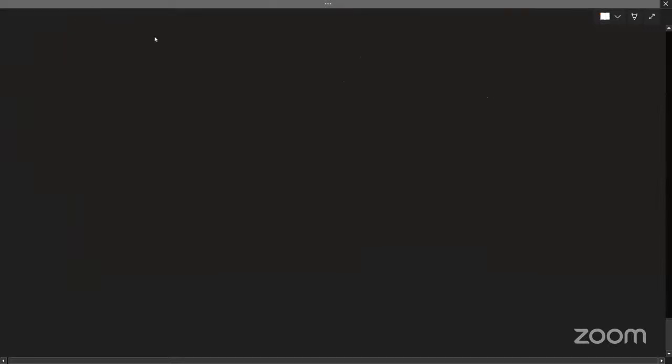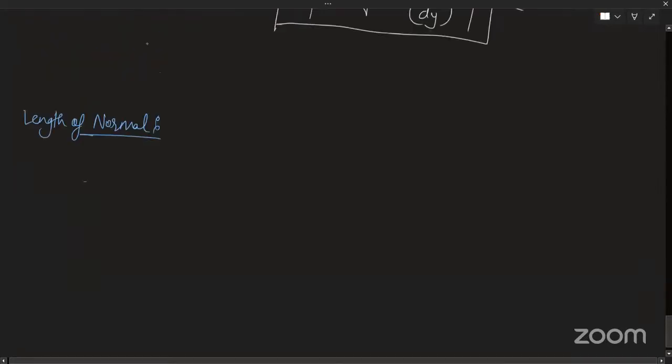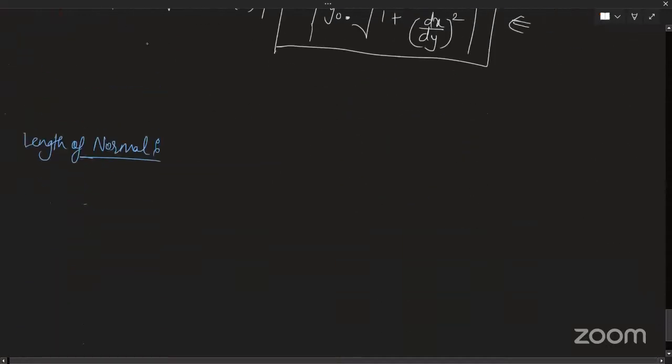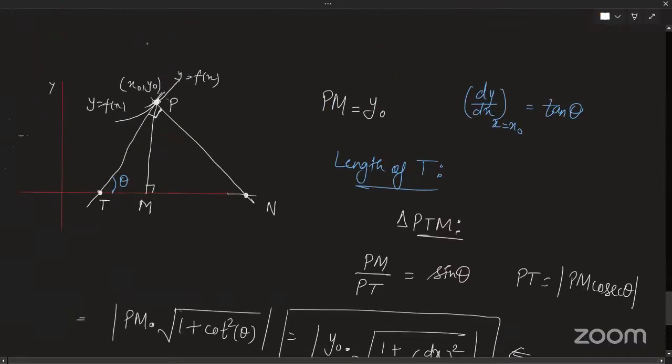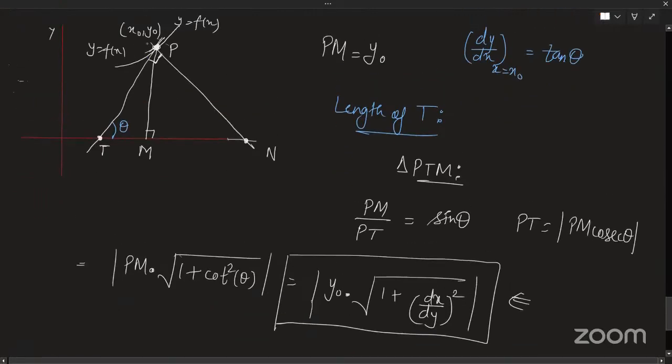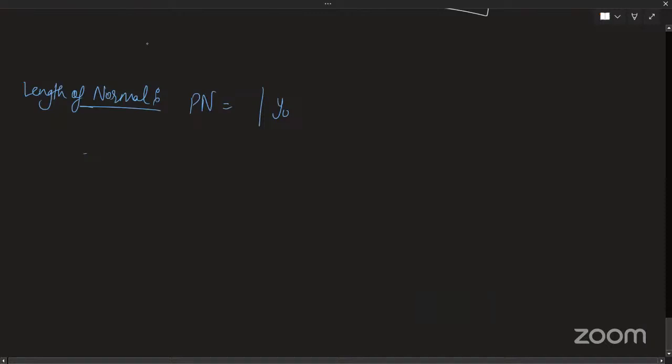Similarly, we have three more things that we need to calculate. The first is length of normal. Length of normal is denoted by this length PN. Instead of proving it, you can directly prove it using trigonometry. Have a look at triangle PTN. PT divided by PN is cot of theta. You can apply trigonometry and get to this. It will be y naught into square root of 1 plus dy by dx whole square.